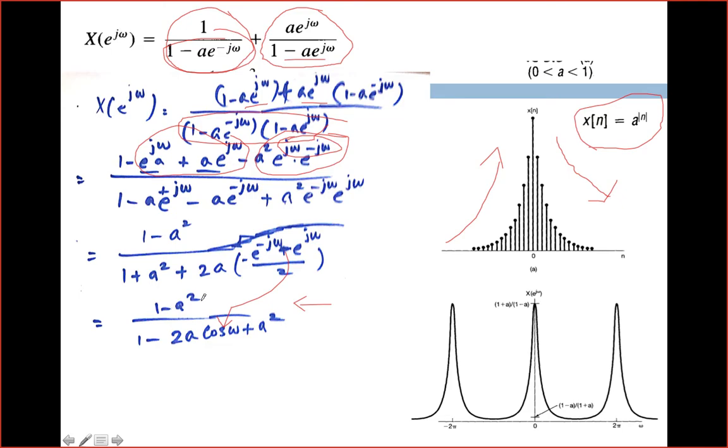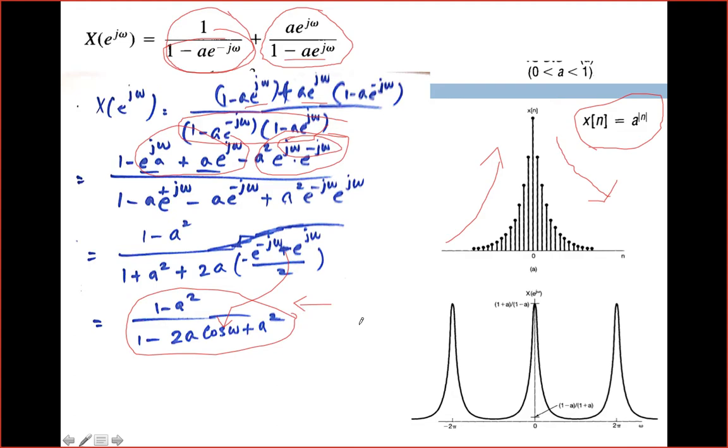So I have 1 minus a square divided by 1 minus 2a into cos omega plus a square. We have to give different values to this omega, and we have to draw the magnitude response. You may ask me, why are you not plotting the phase response? By seeing this equation, I find only a real part and I don't have any imaginary part. If it is a complex number, then we can separate it into real and imaginary parts. Here we have only a real part, hence the phase plot is equal to 0. There is no phase plot for this particular case.